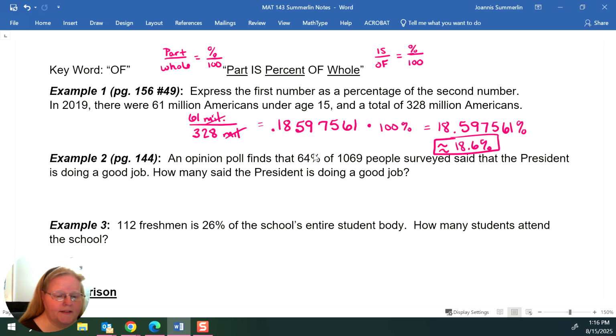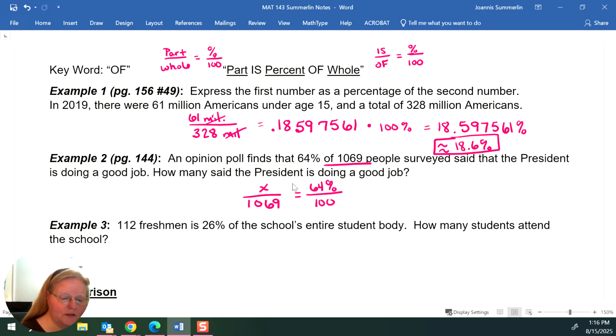An opinion poll finds that 64% of 1069 people surveyed said that the president is doing a good job. How many people said the president is doing a good job? They said 64%, so that must be my percent. 100 is always 100. They said of that many people, so 1069 has to go on the bottom, which means we're looking for some number on top.